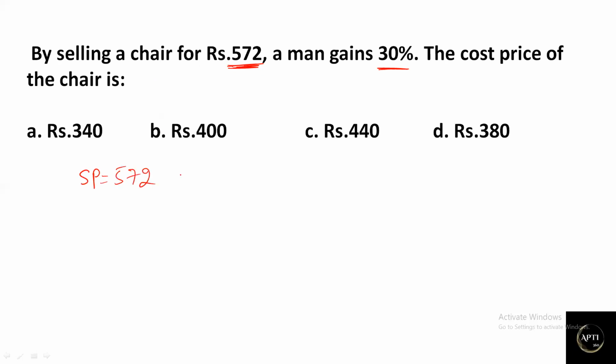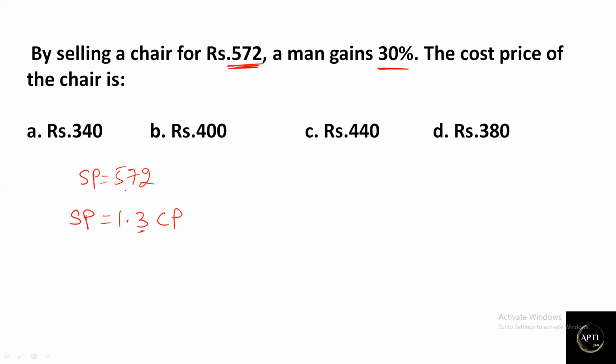572 rupees. Now a man gains 30%. You all know very well how to frame the relation between selling price and cost price. If 30% gain, it means 1.3 times of cost price. After the decimal, 3 indicates 30% profit.